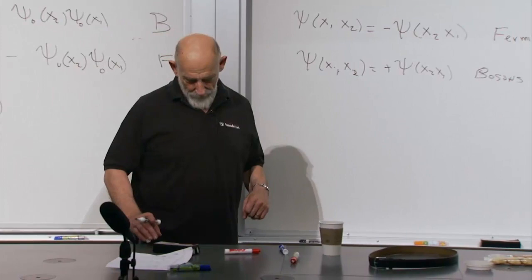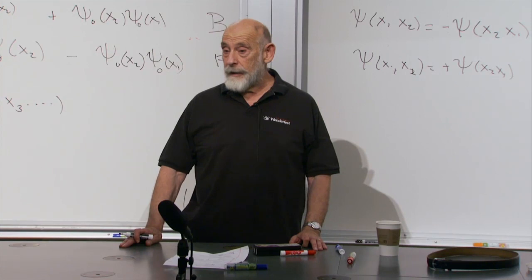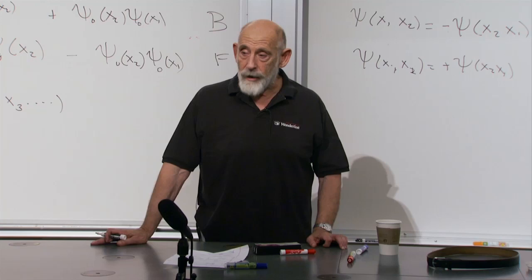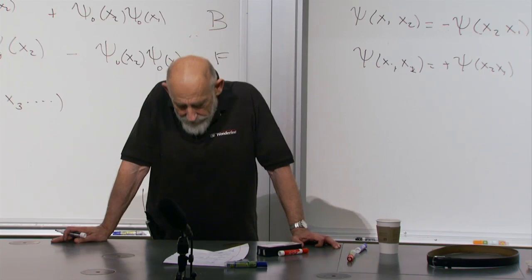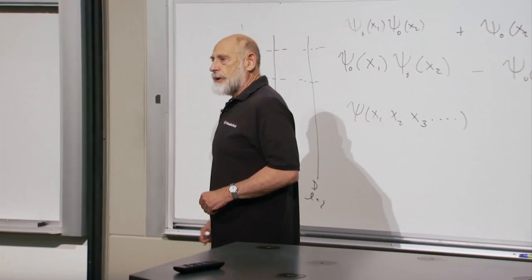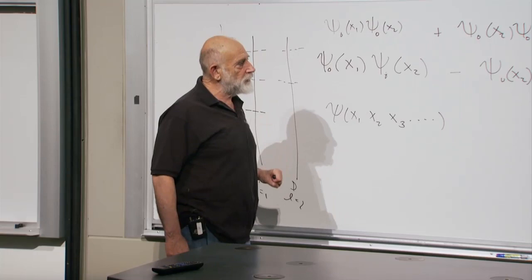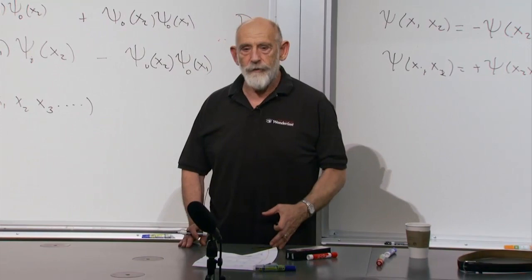Okay, so that's, if you like, the mathematical basis, the set of rules that goes with the Pauli exclusion principle, that you can't put two particles into the same state for fermions. Now, what about when there's spin? Well, when there's spin, the easiest way to think about it is just to add another variable for each particle. Instead of saying the wave function is only a function of position, think of it as a function of position and spin.